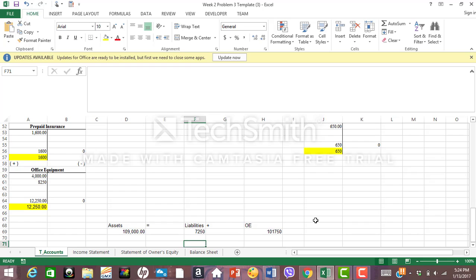You have 101,750. So we have 109,000 for assets, and then liabilities plus owner's equity is basically the sum of these two, and we have 109 equal to 109, which is the correct answer.